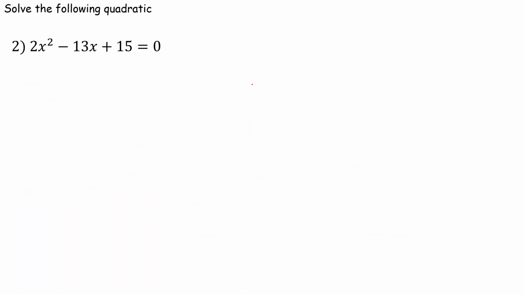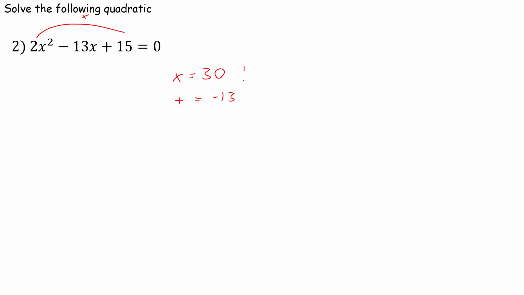Okay. Question 2, solve the following quadratic, begin by factorising. So numbers that are going to multiply to do 2 times 15, which is going to give you 30, and numbers that add to give you the middle number, which is -13. So there we go.